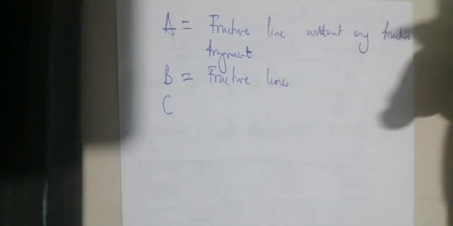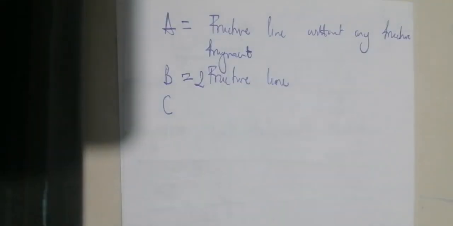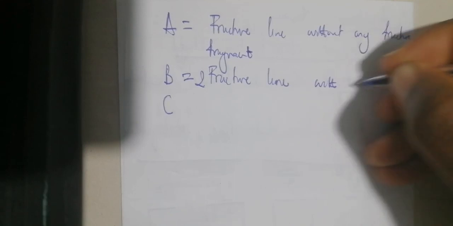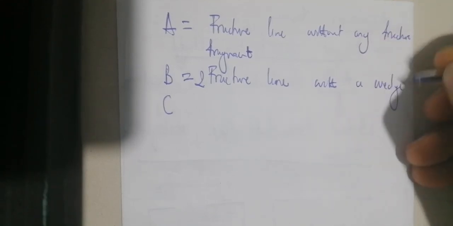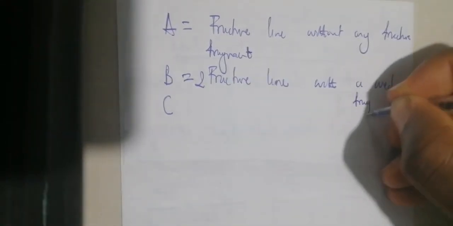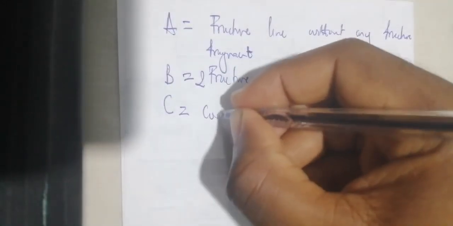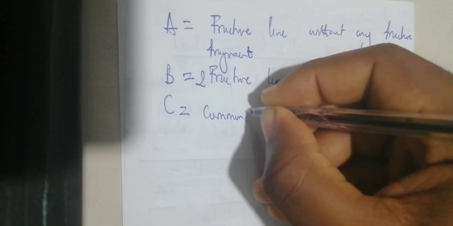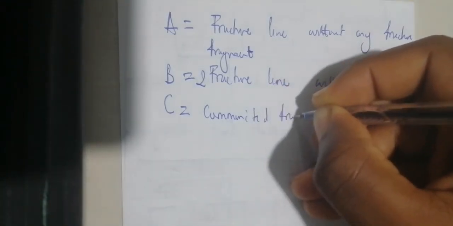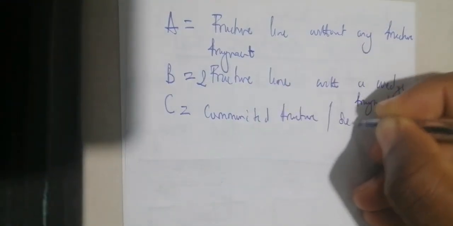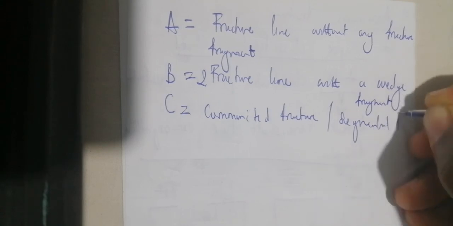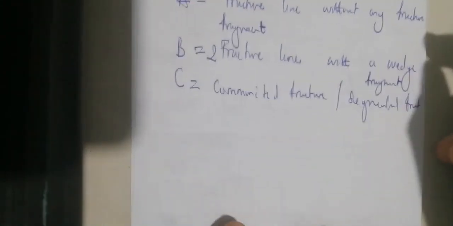You have a fracture line, particularly in this case two fracture lines with a wedge fragment. In this case, you are going to have a wedge fragment. Is it clear? And then C is when you have a comminuted fracture, or you have a segmental fracture, as you're going to see in the diagrams.